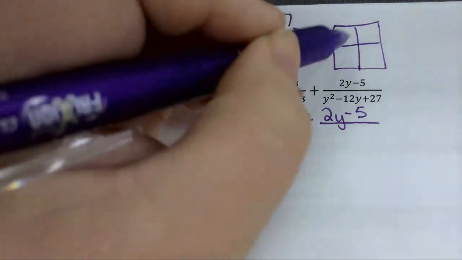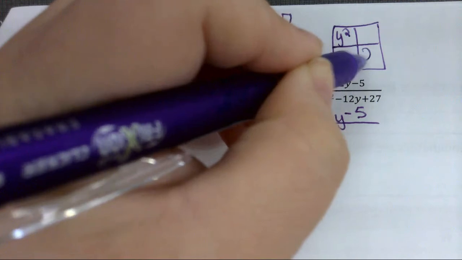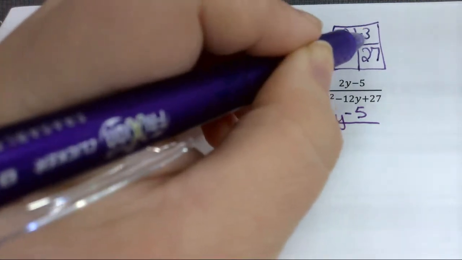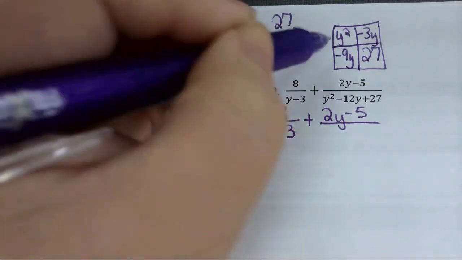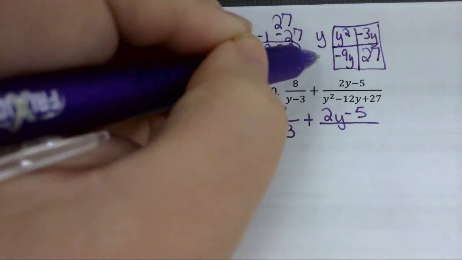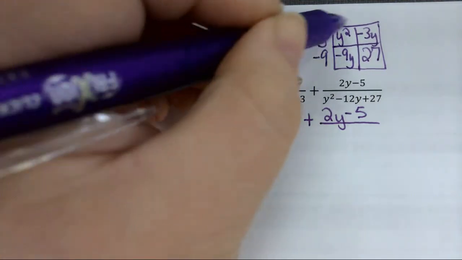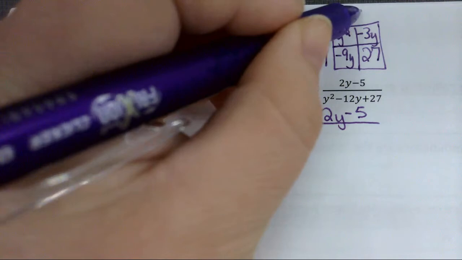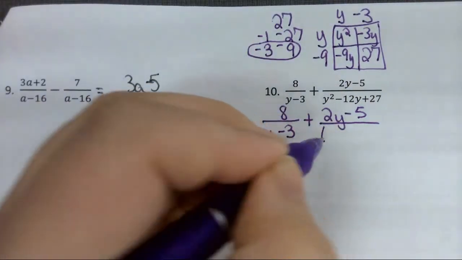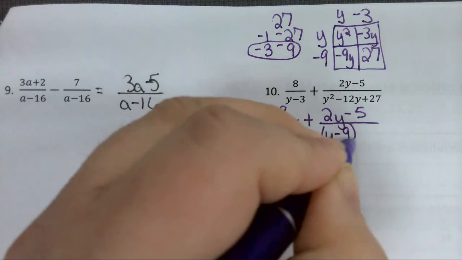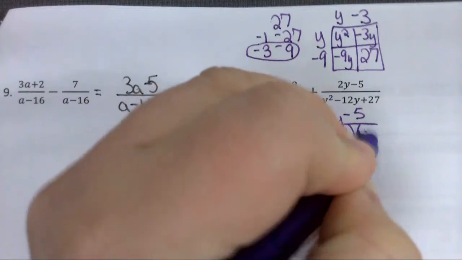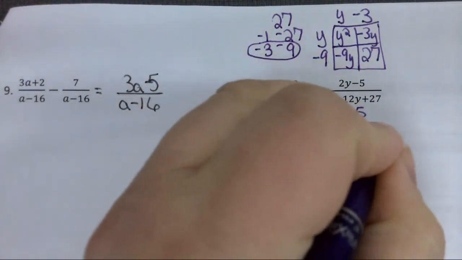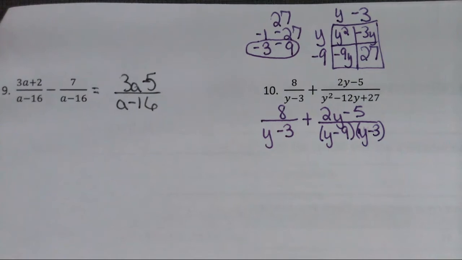So y squared is the first term, and 27 is the last term. Negative 3y and negative 9y go in the last two boxes. What can I take out of the top, out of the bottom, out of the left side, and finally out of the right side? So my denominator is y minus 9, y minus 3. So everything is already factored.